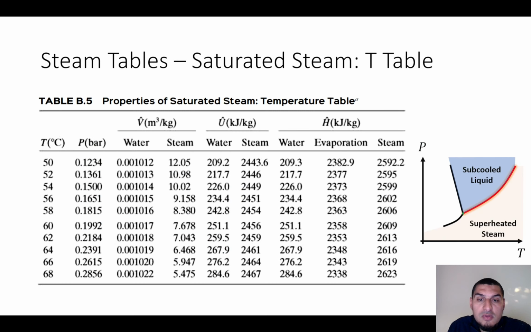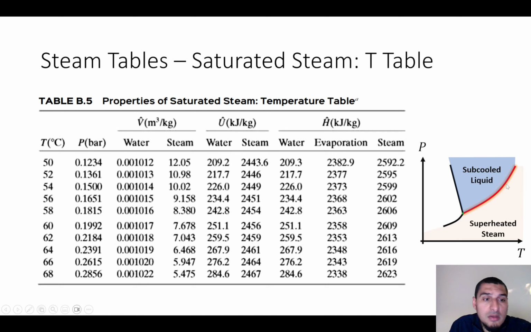So the first table is called the properties of saturated steam temperature table. We need to remember that when we say it's saturated steam, it means that in the PT diagram, it is this red line, which is the saturation line. And this saturation line is a common line between the liquid and the vapor phases, so it applies for both. So at the same pressure and temperature, we can have liquid and we can have vapor, because we said before that the phase transition for pure compounds is isothermal. It happens at constant temperature.